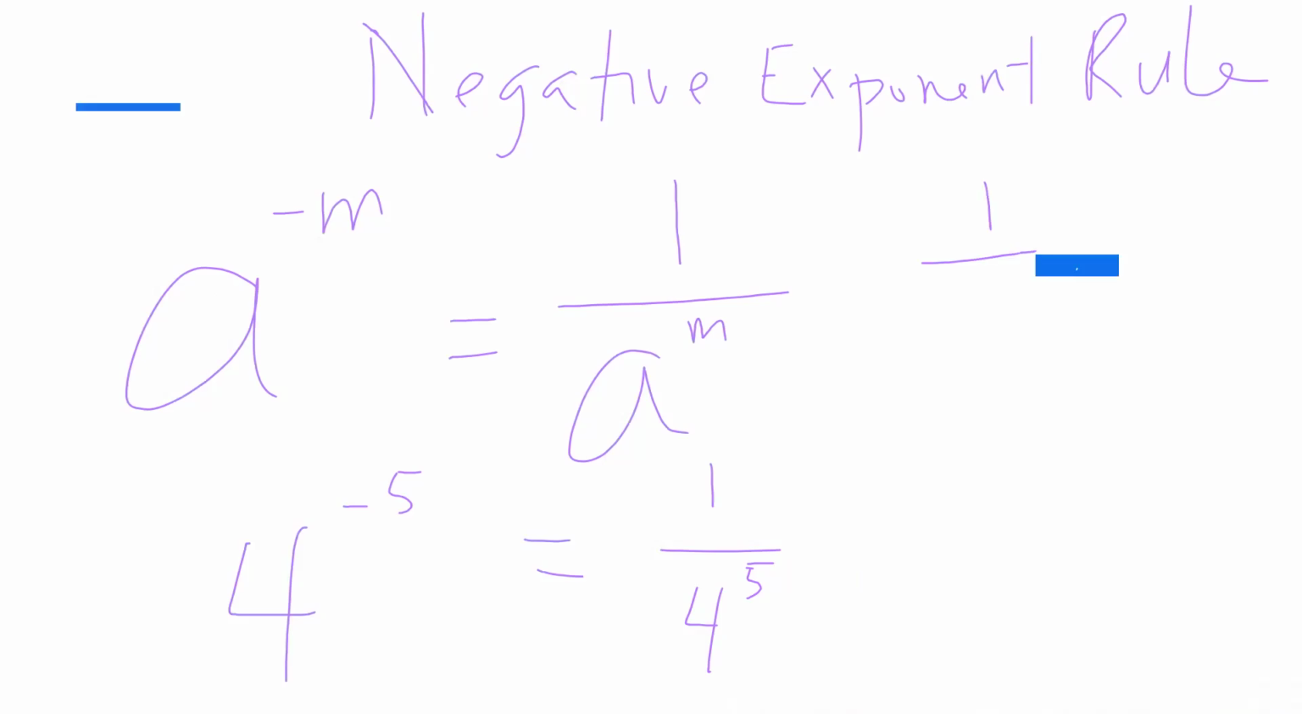1 over 2 to the power 3 equals 2 to the power negative 3. This is the negative exponent rule.